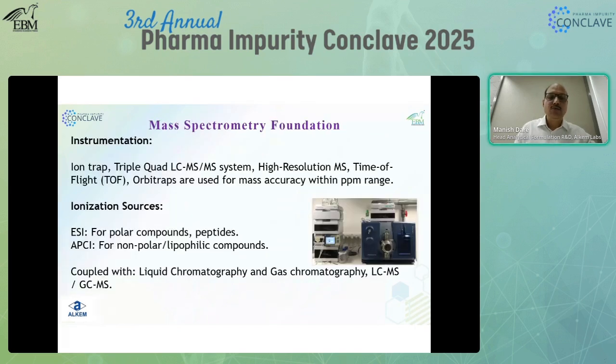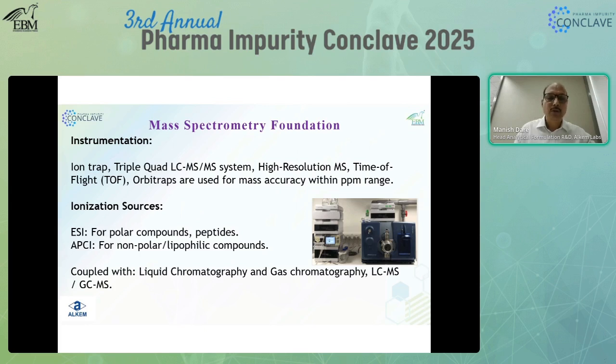And these are the high-end instruments we are using for the analysis. Nowadays in the industry, triple quad MS/MS systems are used to identify this NTA, along with HRMS, time of flight, and Orbitrap, with mass accuracy within ppm, and even at the ppb level, which is very, very important, especially in nitrosamine impurity and genotoxic impurity.